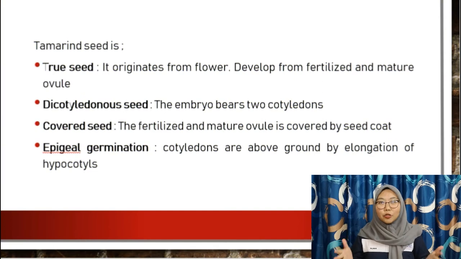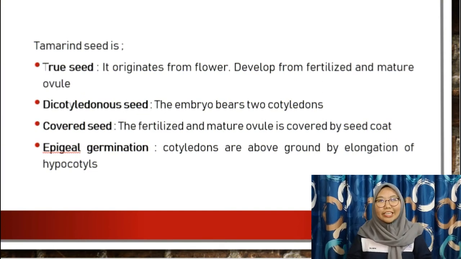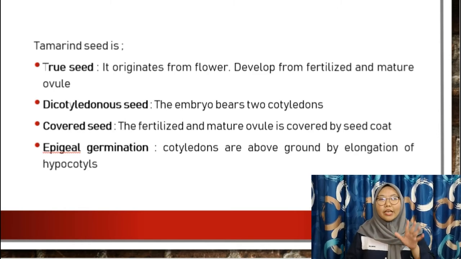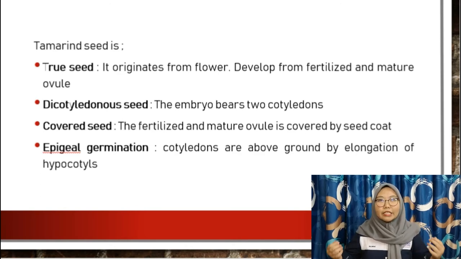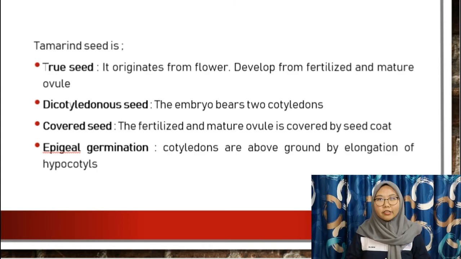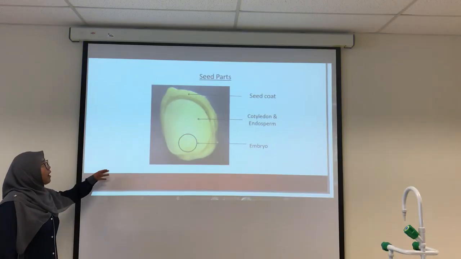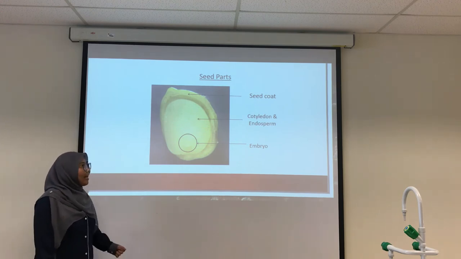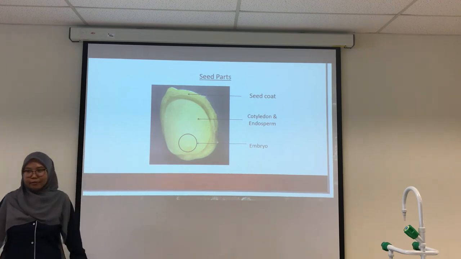Tamarind seed is a true seed. It develops from the fertilization process and from the matured ovule. It is a dicotyledonous seed, which means it has 2 cotyledons in it. It is covered by the seed coat and it involves epigeal germination. This is a part of the seed. It consists of seed coat, cotyledon, endosperm and embryo.